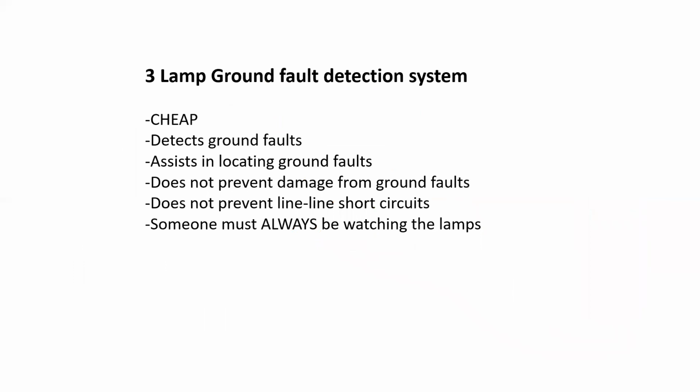Now, the three-lamp ground fault detection system is cheap. It detects ground faults and assists in locating ground faults. It does not prevent damage from ground faults, does not prevent line-to-line short circuits, and it requires that someone must always be watching the lamps.